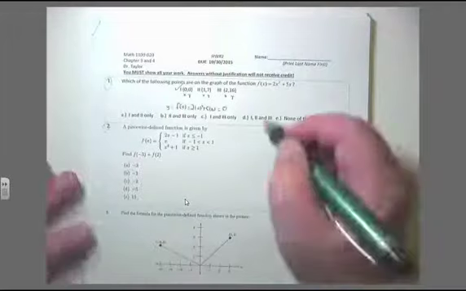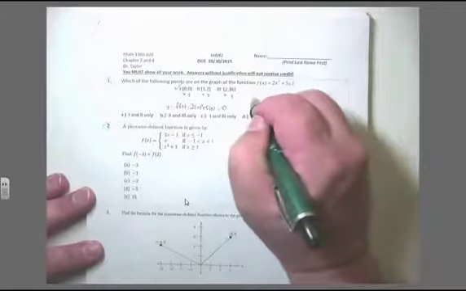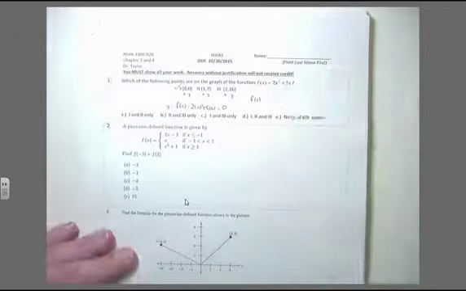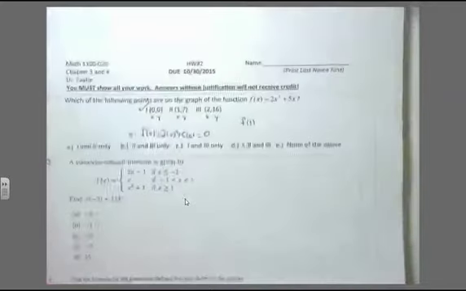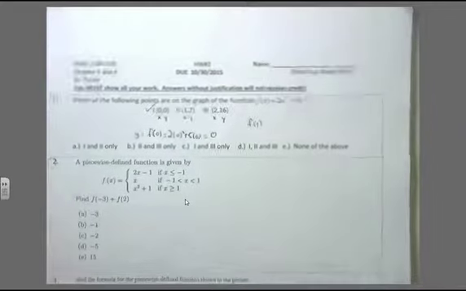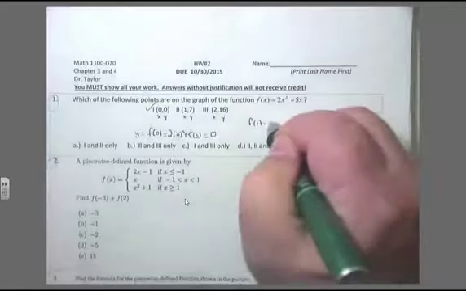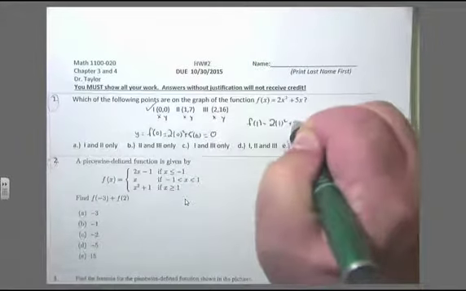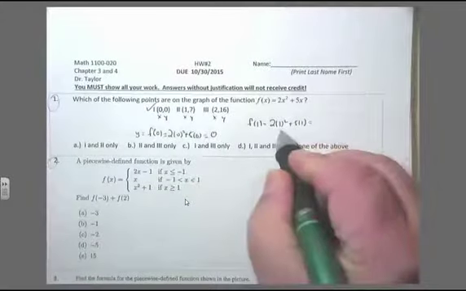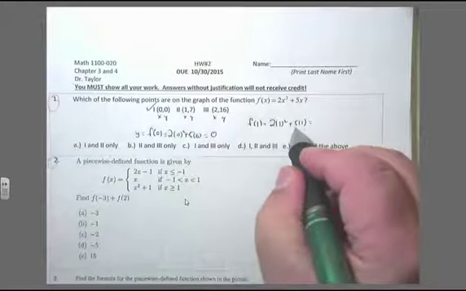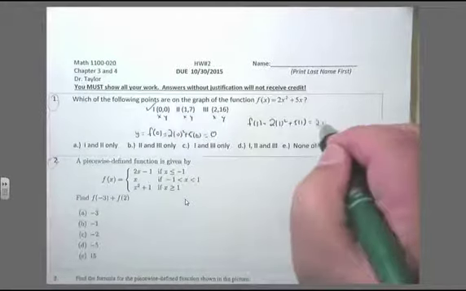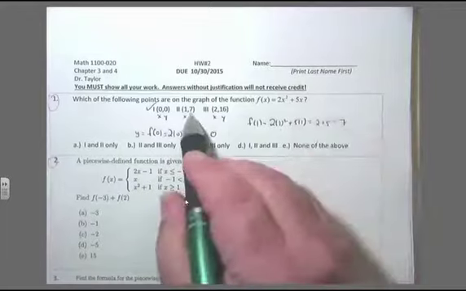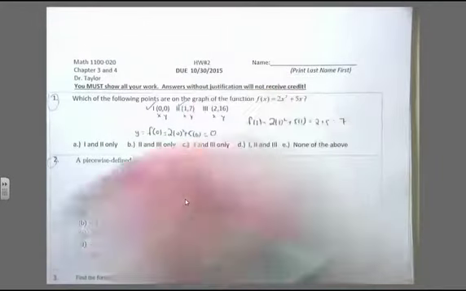What about number 2? X is 1. So I can do f of 1, and I'll zoom in and focus it up a little bit. F of 1 would be 2 times 1 squared plus 5 times 1. 1 squared is 1 times 2 is 2, 5 times 1 is 5. 2 plus 5 is 7. Did they have a y coordinate 7? Then the second point works.